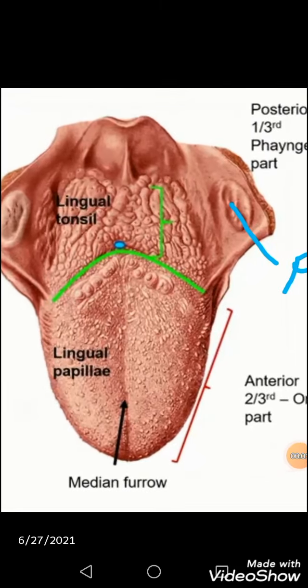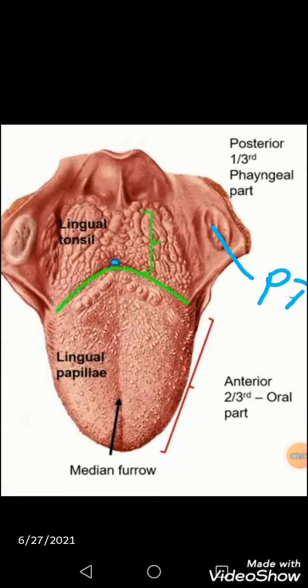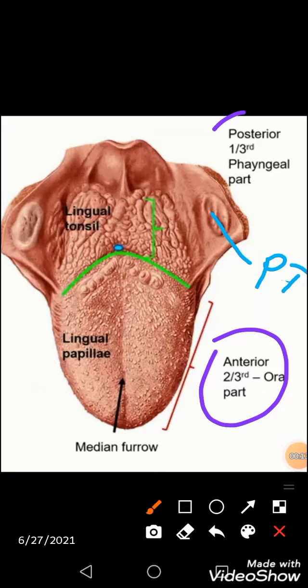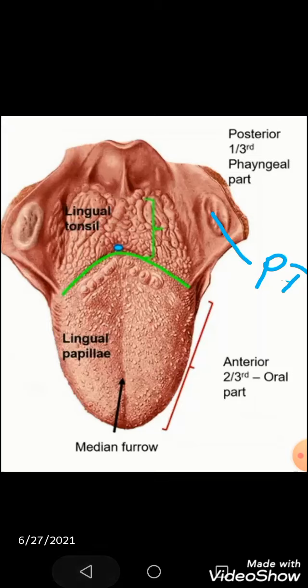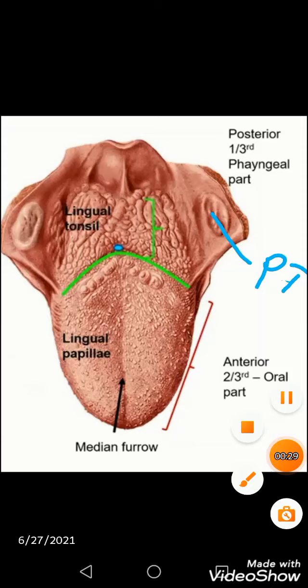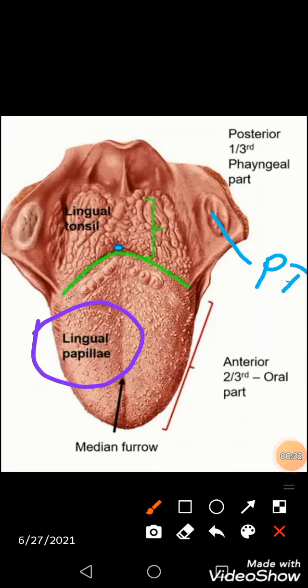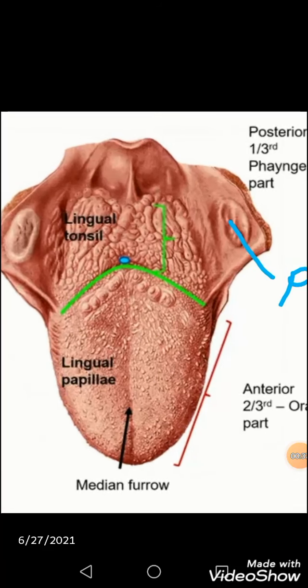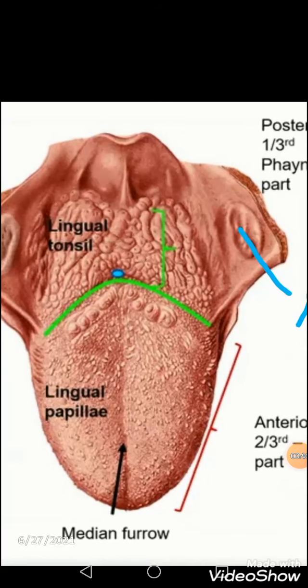Again you can see the green color sulcus terminalis that divides the tongue into the anterior 2/3 part, which is oral, and the posterior 1/3 part, which is pharyngeal. And what else do you see? There lies a median furrow over the dorsum of the anterior 2/3, and its mucous membrane is roughened due to the presence of various small lingual papillae, right? The posterior 1/3 is marked by the lingual tonsils.